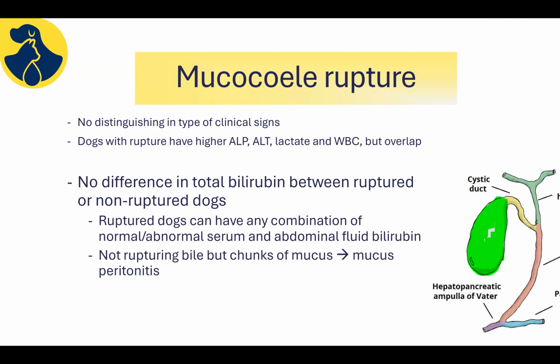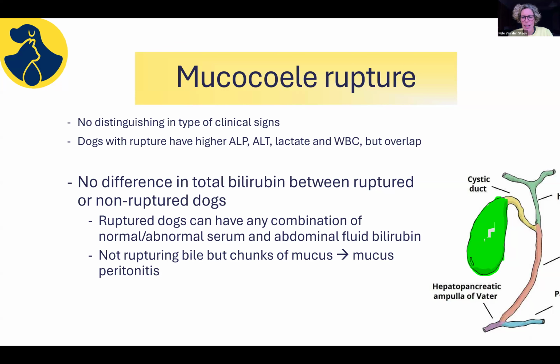true. Now, it's a good thing to remember, and I was initially surprised by this, that dogs with gallbladder rupture because of a mucocele can have any combination of normal or increased bilirubin, both in the blood or in the abdominal fluid. So where we always thought that with gallbladder rupture without a mucocele the bilirubin in the abdominal fluid will be more than twice the level in the blood, that is not true for dogs with mucocele.